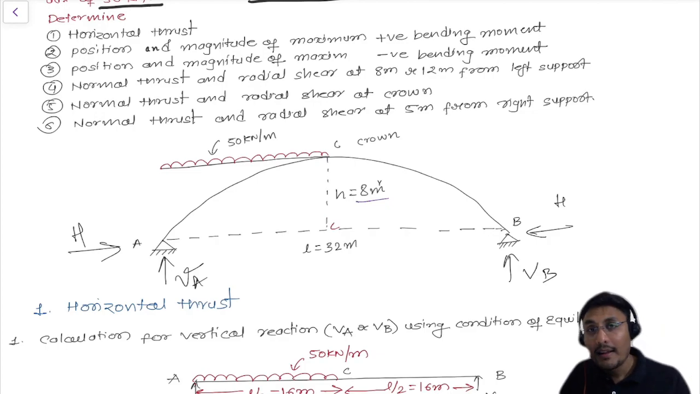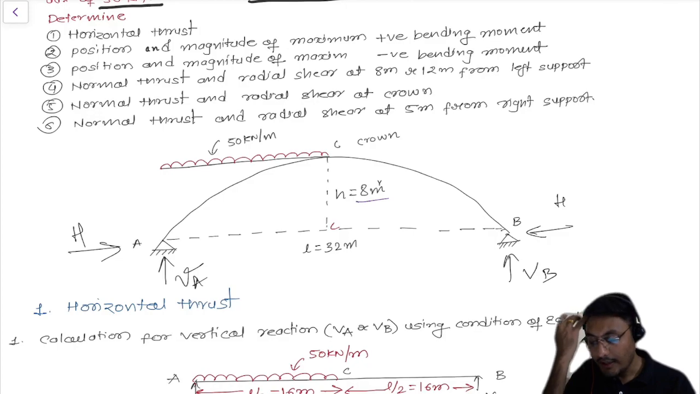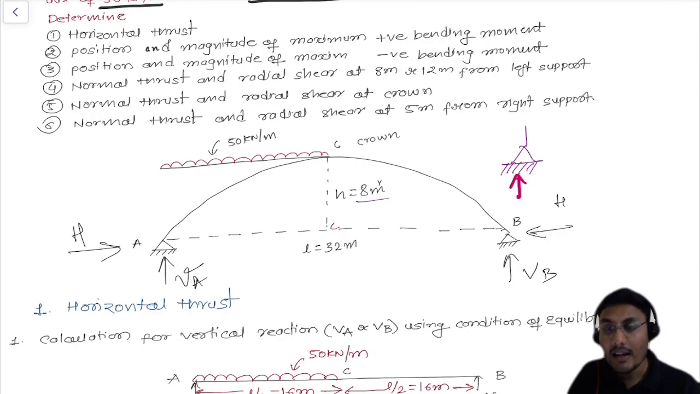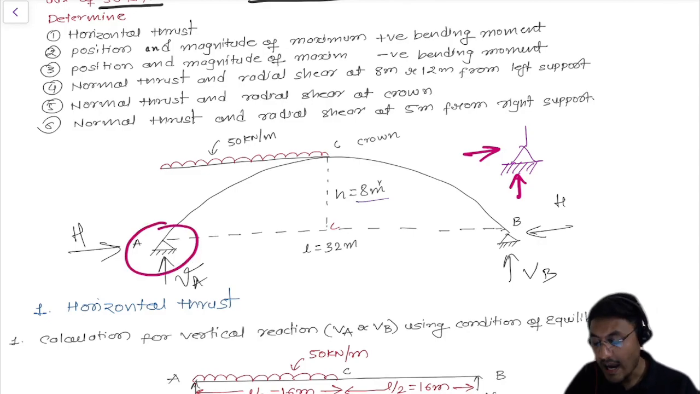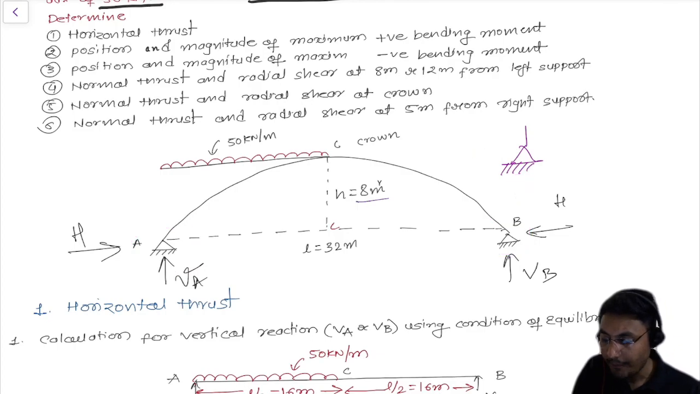Now let's understand one important thing. When you are solving this kind of numerical, the hinge support always has two types of reactions. The first one is the vertical reaction and another one is the horizontal reaction. So in this scenario you can see we have provided the vertical reaction and the horizontal reaction. Also at point B we have the vertical and horizontal reactions. So there are two types of reactions we have drawn over here.